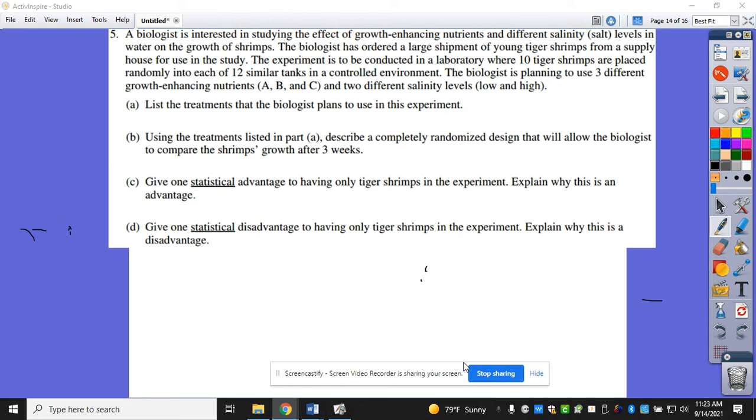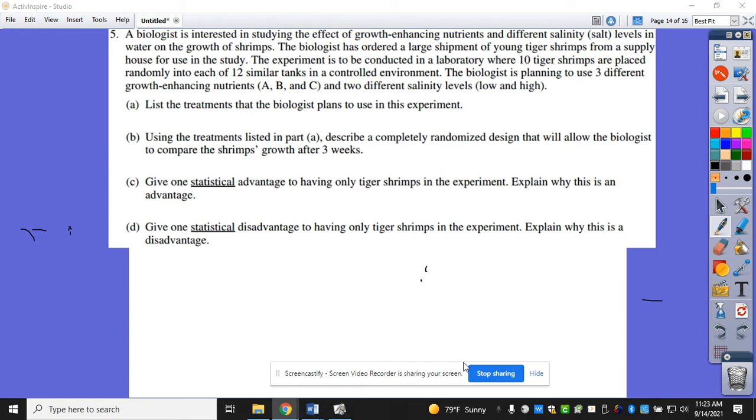So let's work backwards. What is our response variable? Our response variable: growth of shrimp. We already talked about treatments. We have two factors, 3 levels and 2 levels. So total of how many treatments? 6.